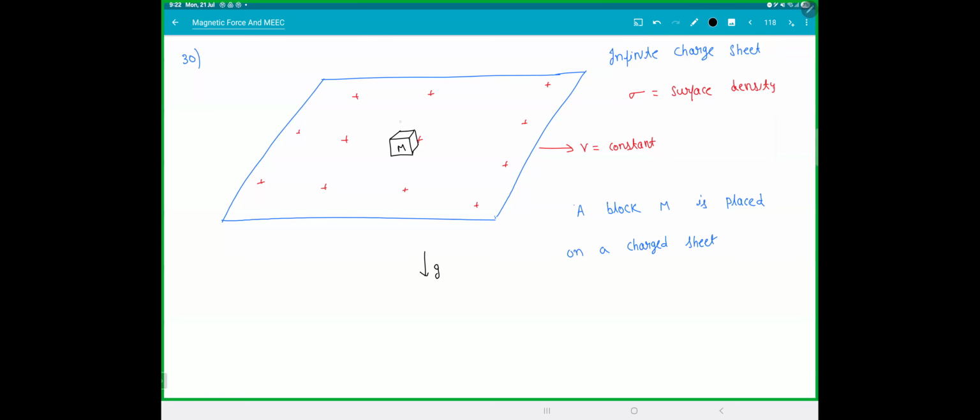The block also has charge plus q. Block of mass m with charge q is placed on a charge sheet moving with constant speed. Find the normal reaction between them.